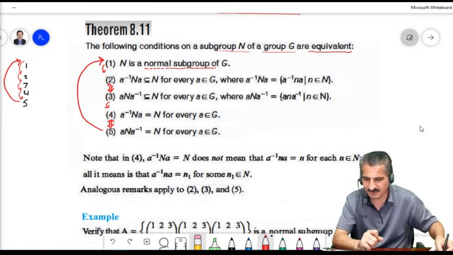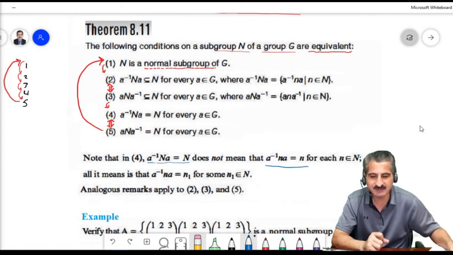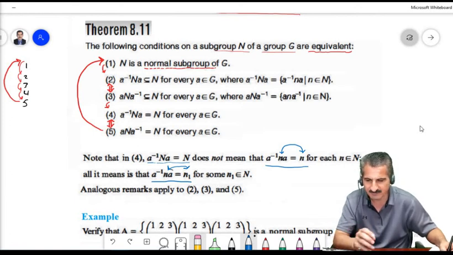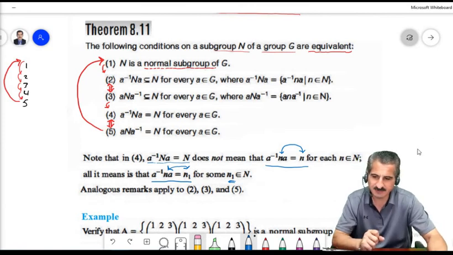Again, before we start the proof, this is a warning. Having a inverse capital N a equal N does not mean a inverse small n a equals n. The same n here and the same n here is not necessarily true. But it does mean a inverse small n a equals some other element from capital N. It might be the same as small n or not, for some n2. And this discussion was needed to work out the proof clearly and correctly.